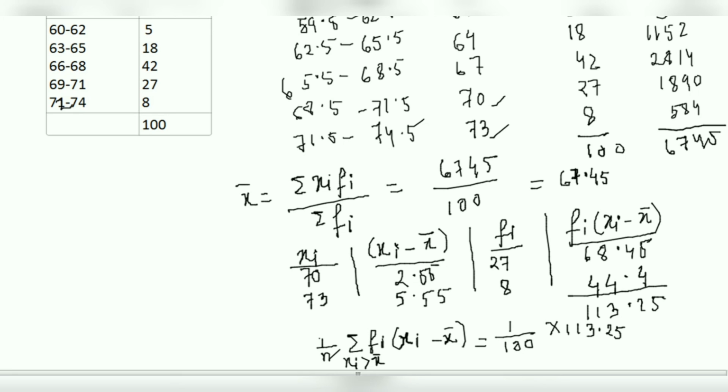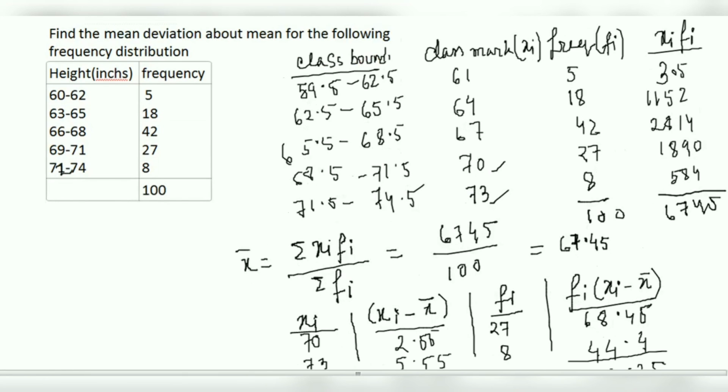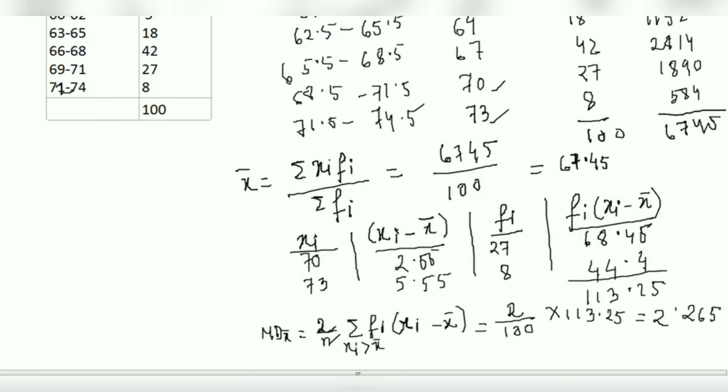Okay, the formula is 2 by n. MD about x bar for those which are greater than x bar is 2 by n summation fi into xi minus x bar. So this will be 2 by 100 into 113.25, and this will give the answer 226.5 divided by 100, that means 2.265. So the mean deviation about mean for this frequency type data will be 2.265.